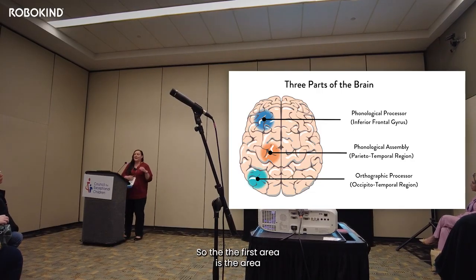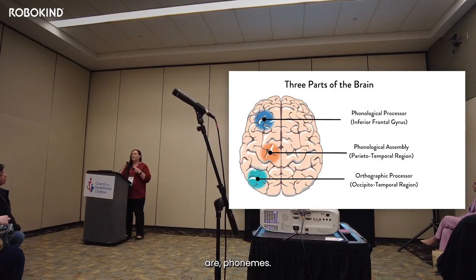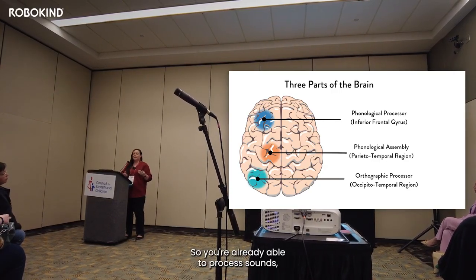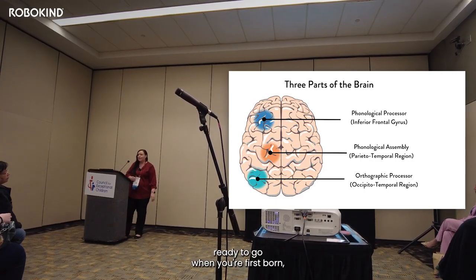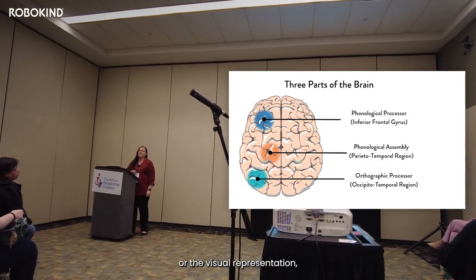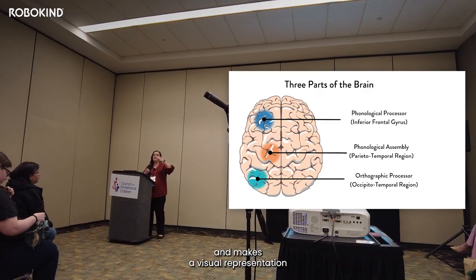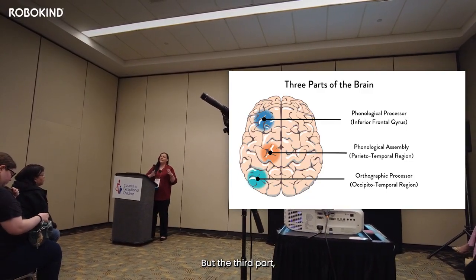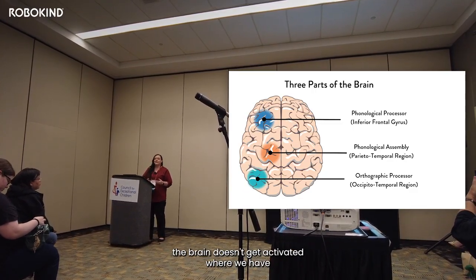The first area is the area where you can hear sounds, or phonemes, which are the smallest unit of sound. So you're already able to process sounds. The other part of the brain that you already have ready to go when you're first born is the grapheme section of the brain, the visual representation that takes that phoneme and makes a visual representation of that sound.